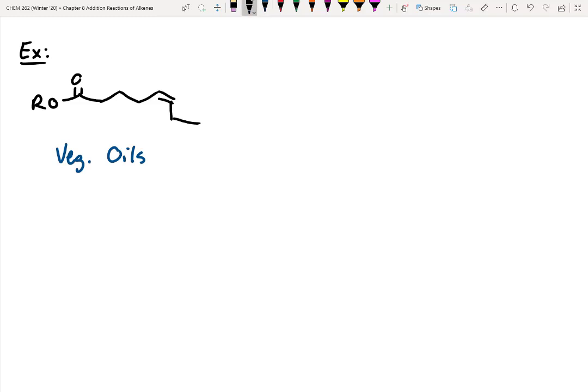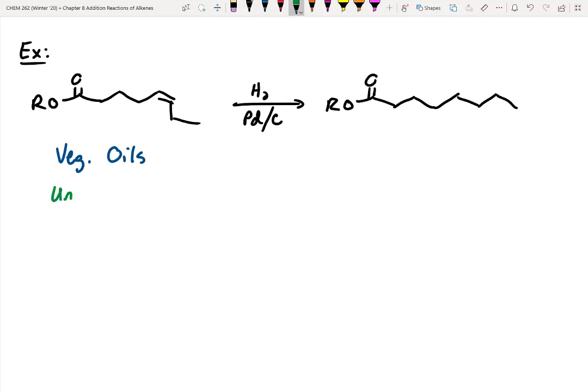What they found out in the 30s was you could do this reaction where you take hydrogen gas, palladium on carbon, and what do you think happens to these vegetable oils? Yep. Let's see, 1, 2, 3, 4, 5. Whoop, 1, 2, 3, 4, 5, 6, 7. There we go. All right. So what we've done is we've taken an unsaturated fat and we've made it a saturated fat.